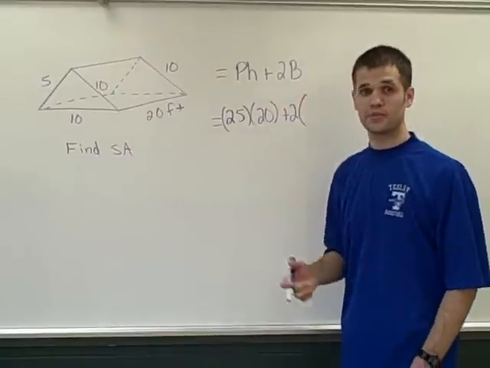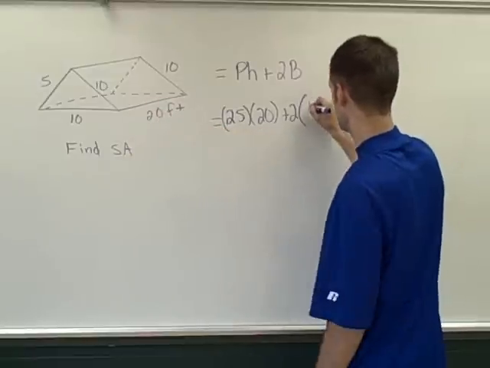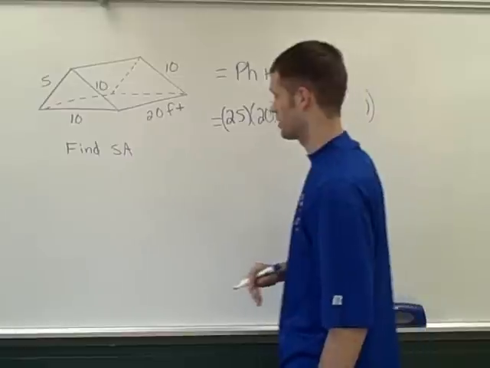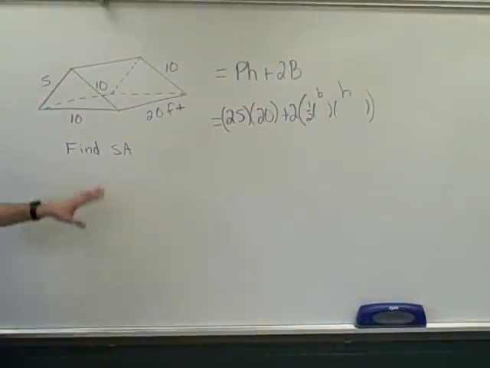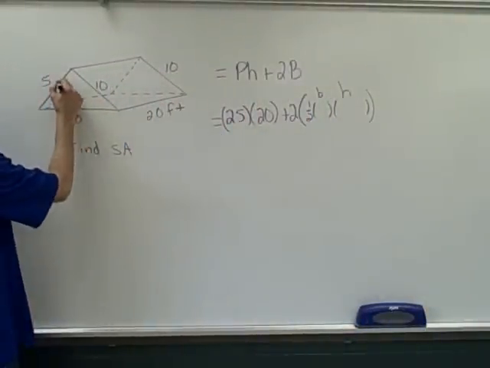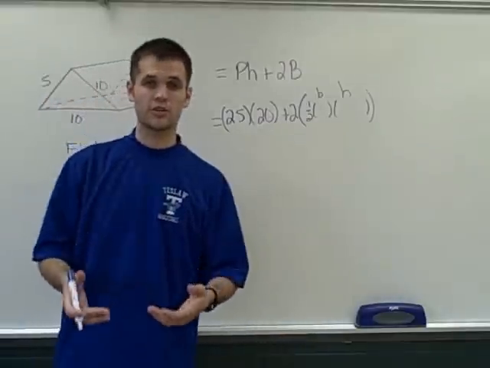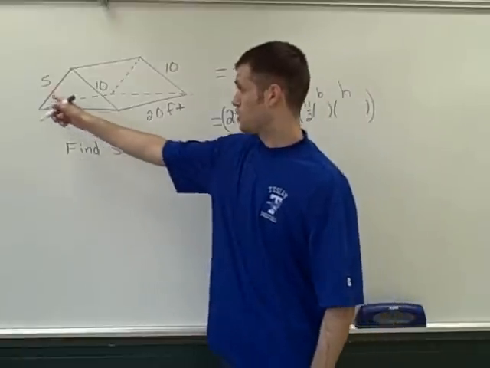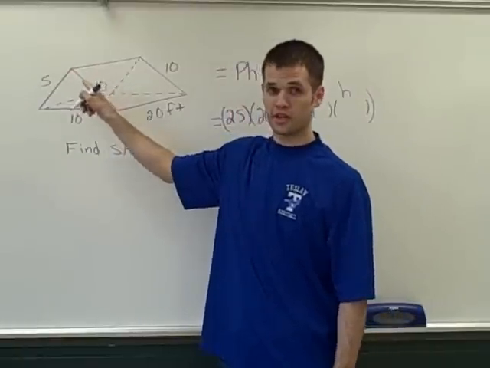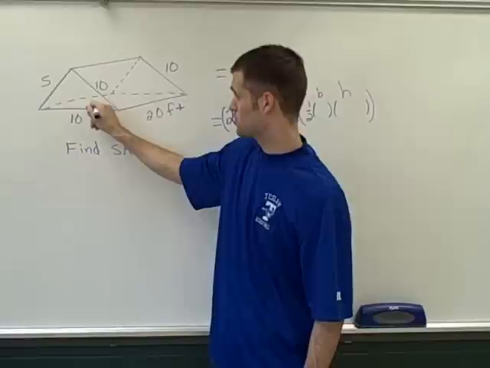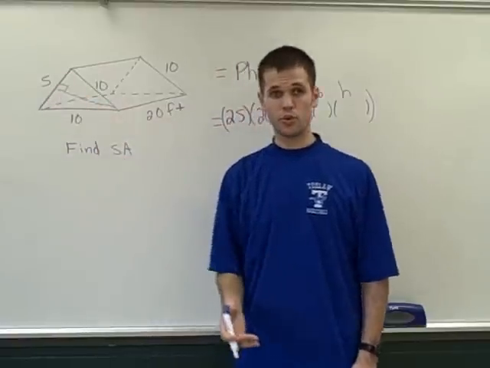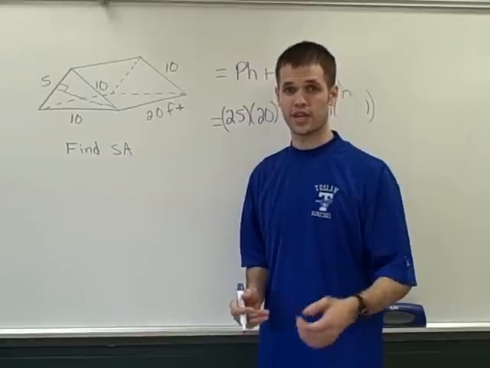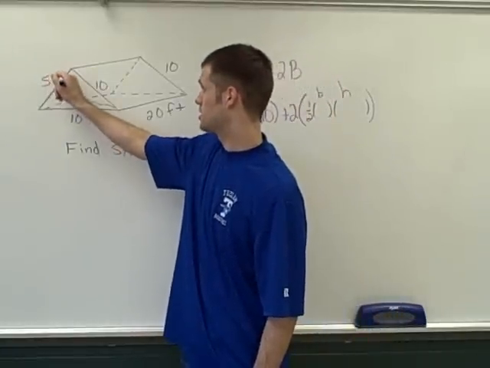And now we need to do 2 times the area of the base, which is a triangle, so half base times height. Now, if you look at this triangle, you must draw your altitude, or the height, down between the two congruent sides. So I can't draw it straight down here because 5 and 10 are not congruent. Can't go this side. I have to go this way. And the whole point of that is if it's drawn between two congruent sides, it bisects the base, or the side it intersects.